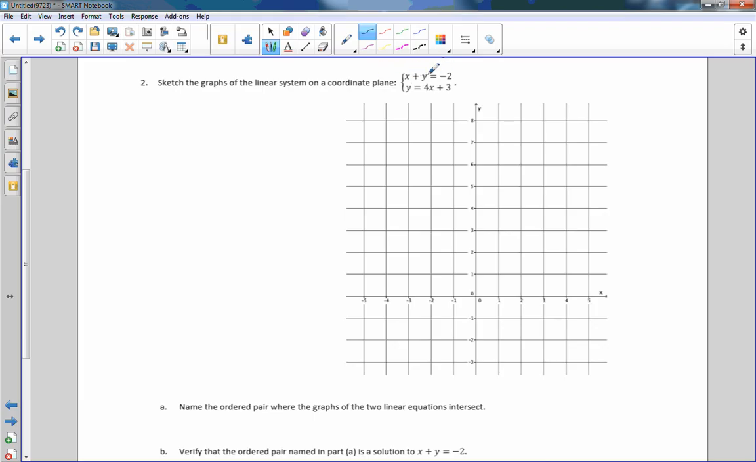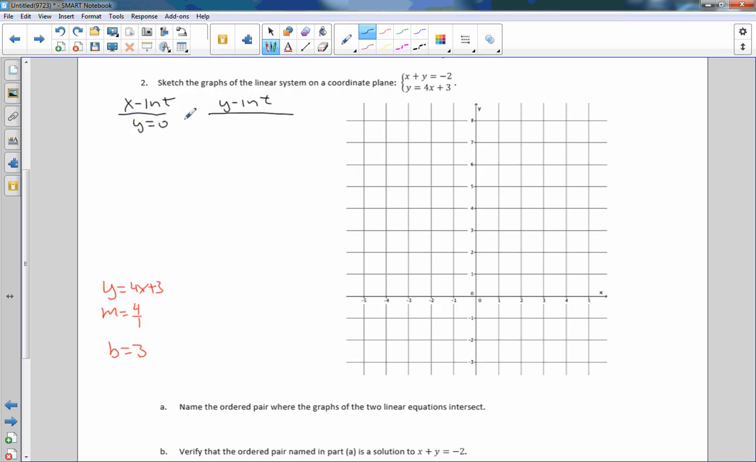So now again, we have standard form, so I'm going to do x-intercept, y-intercept, and then we have slope-intercept form. So I'm just going to simply do y equals 4x plus 3 and state that my slope is 4 over 1, show it as a ratio, and my b equals 3, that's my y-intercept.